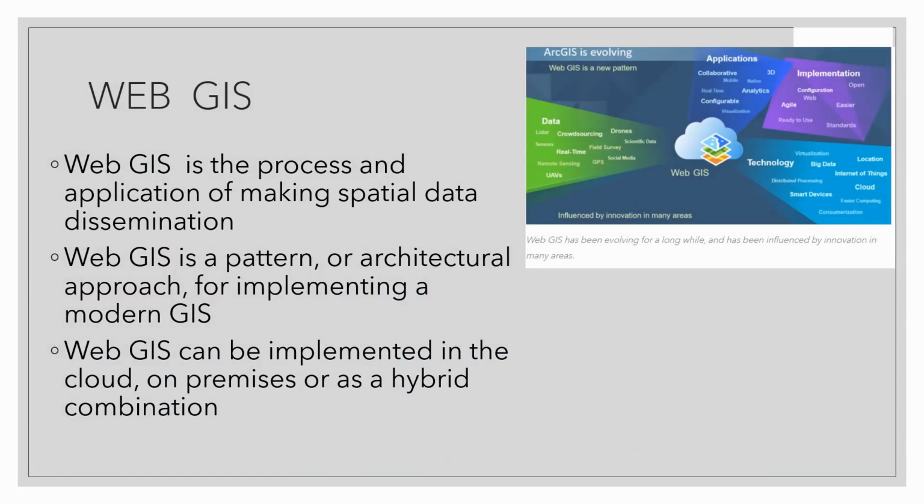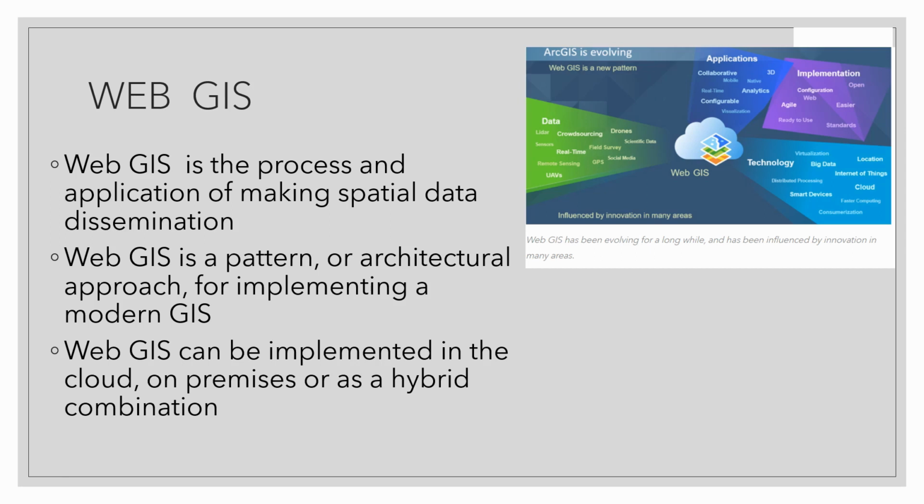The next type is spatial web or web GIS, which is also known as web mapping, which is a process and application of making spatial data dissemination. Simply put, web GIS is a pattern or architectural approach for implementing a modern GIS. It's powered by web services, the standard services that deliver data and capabilities and connect components. Web GIS can be implemented in the cloud using ArcGIS Online, on premises using ArcGIS Server, or more typically as a hybrid combination, leveraging the best of both worlds.